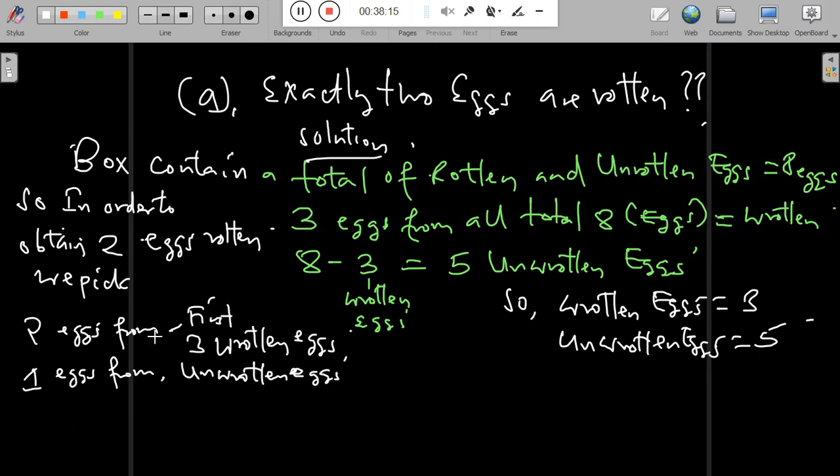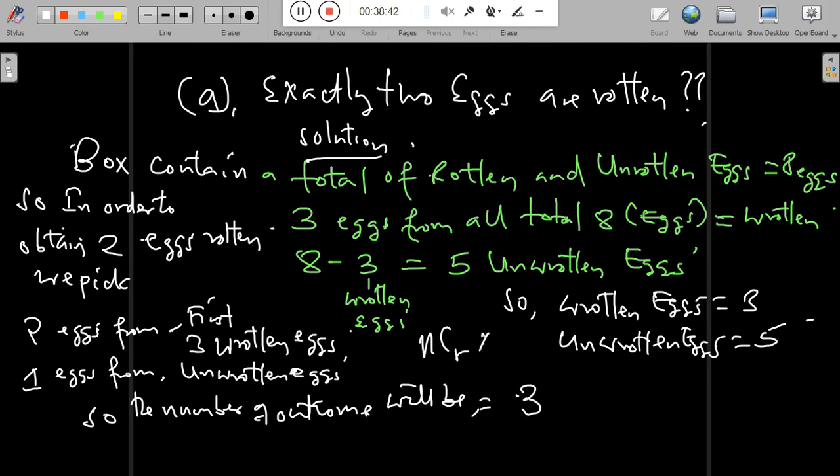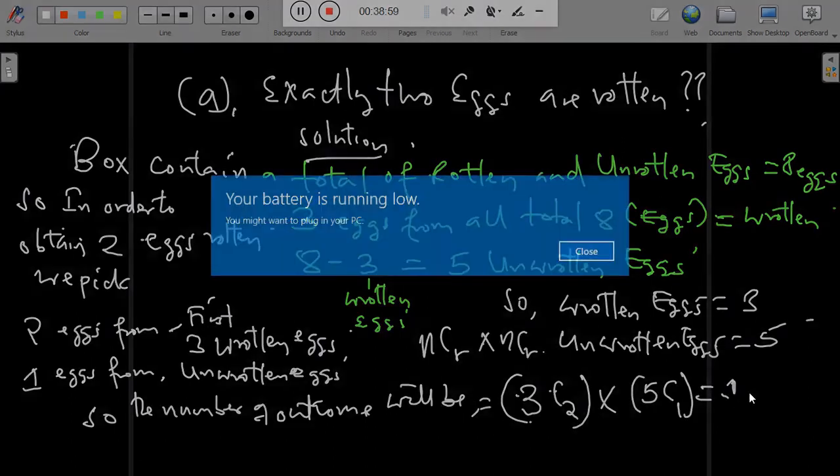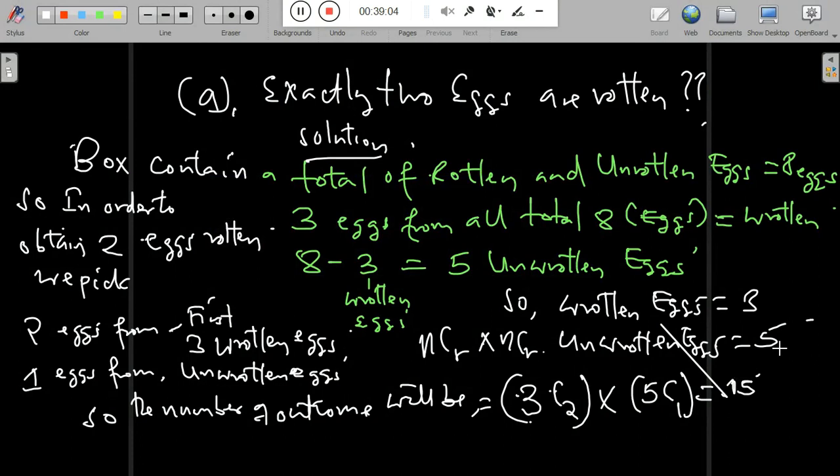So now we apply the combinations in solving the particular question. The number of outcomes would be equal to 3 combination 2, since we take the 2 eggs from the first group of 3 rotten eggs, times 5 combination 1 from the other group. That other group is the unrotten eggs, so we take 5 combination 1. That will give you exactly 15. So this is the number of favorable outcomes, as you can observe.